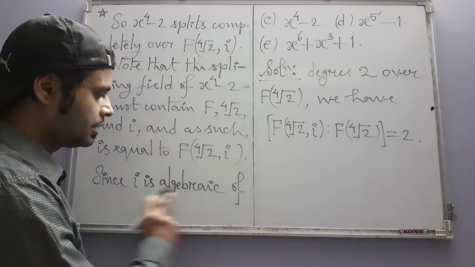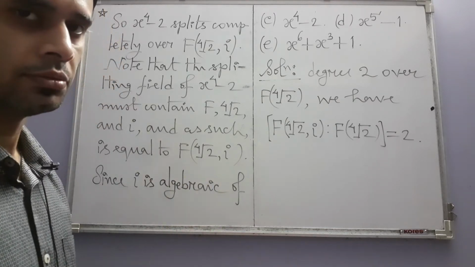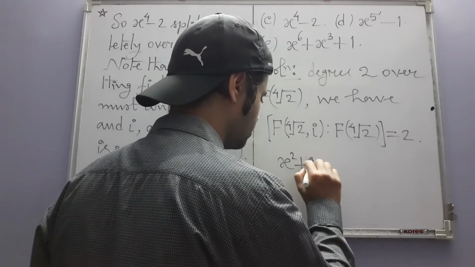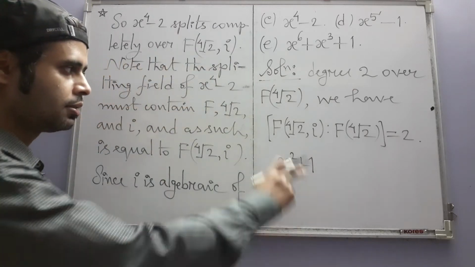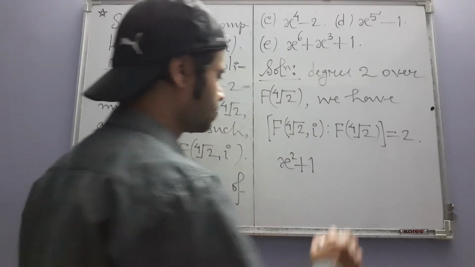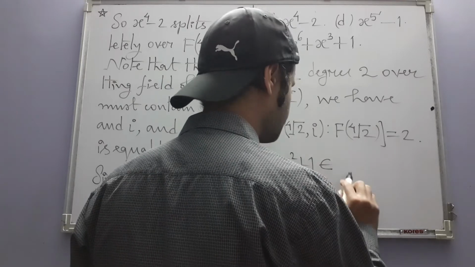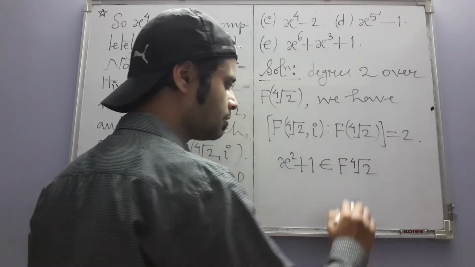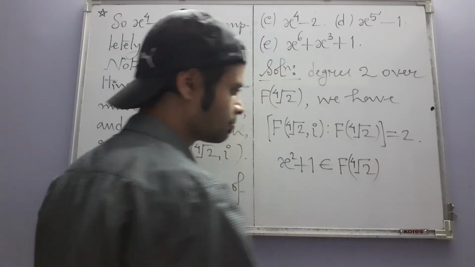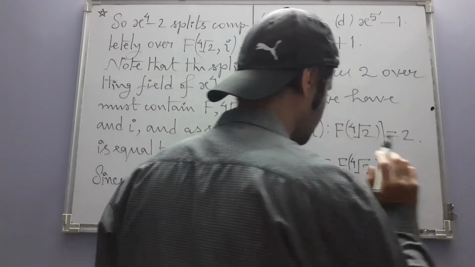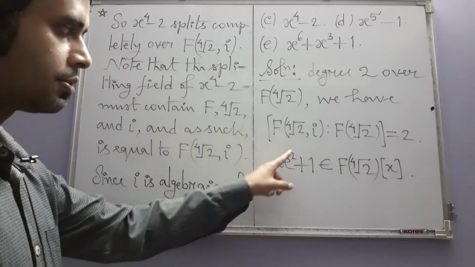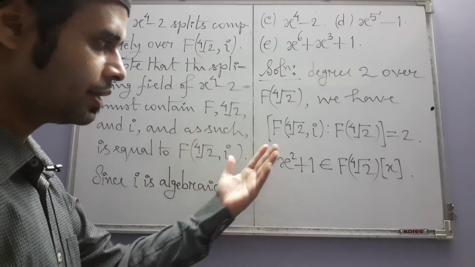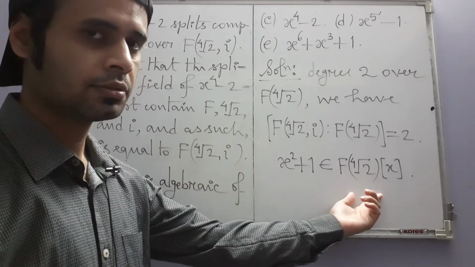However, how are we getting that i is algebraic of degree 2 over this? We already know that i satisfies this polynomial over f, the field of rational numbers, and this is of course also a polynomial over this field, which is an extension of f. That means it's an element in this polynomial ring, and its degree is 2. Does i satisfy any linear polynomial over this field?